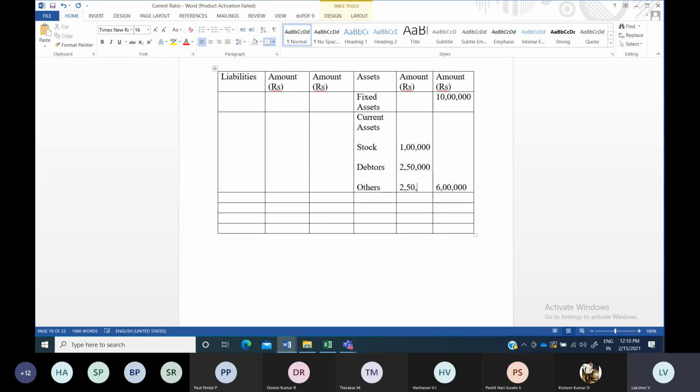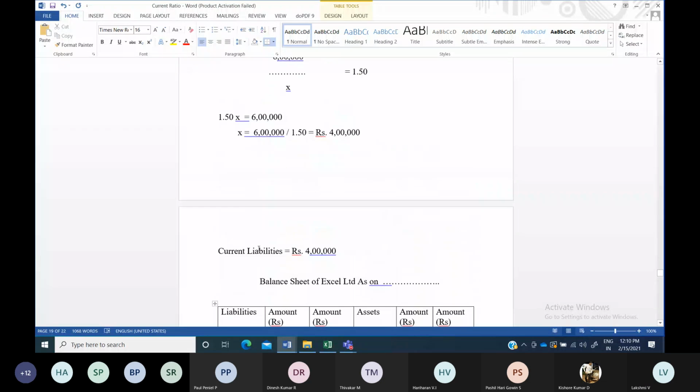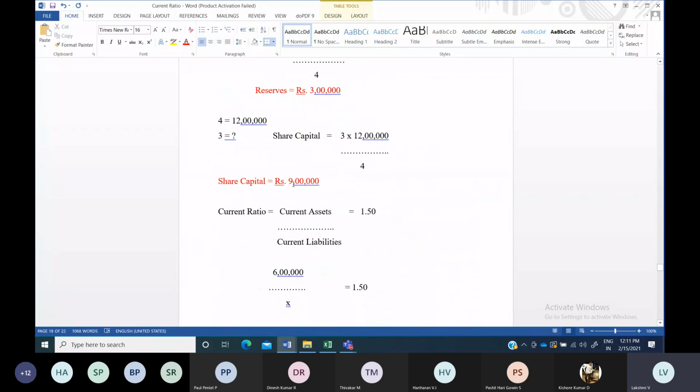2,50,000. Okay, so this will be your other current assets. Now similarly here also we are moving to this side. Let us move on to the liability side. Usually on the liability side, the first item will be your share capital. Okay. Share capital. Now, what is the share capital amount?